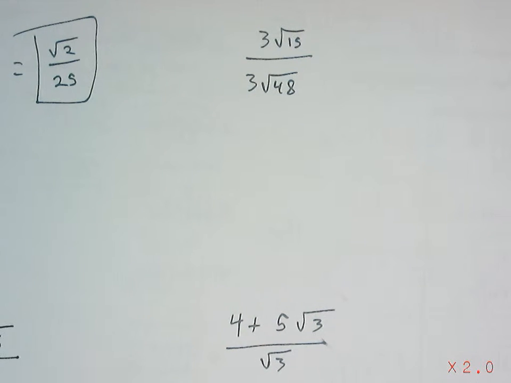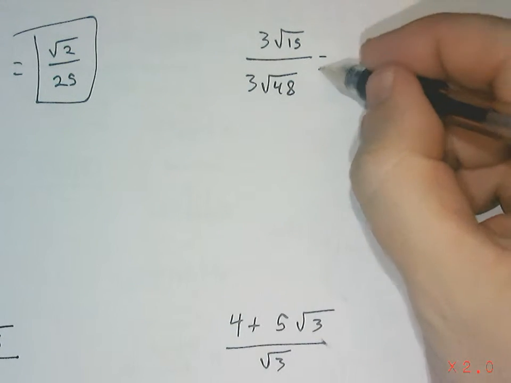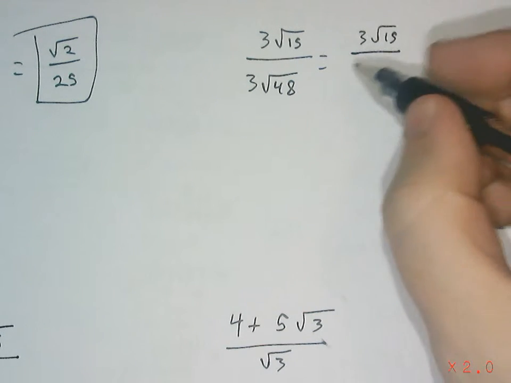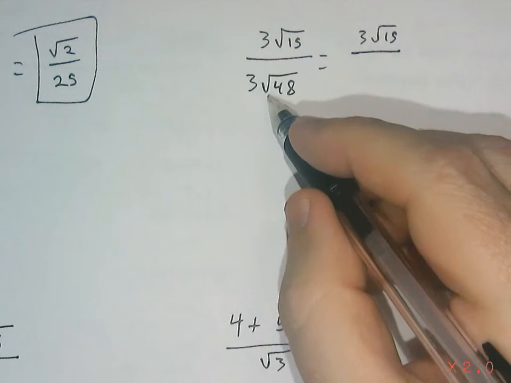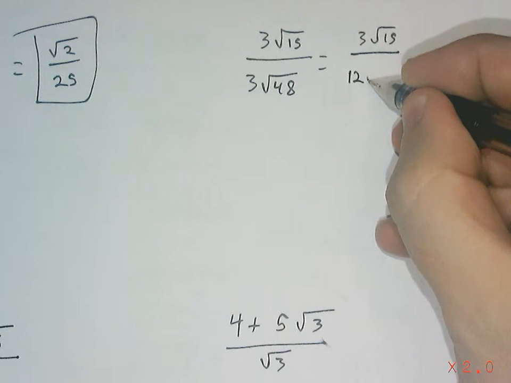Nope. 48 divided by 2 is 24. 48 divided by 3 is, oh yeah, I can. 16, 3. Okay. So 16, so I could take out a 4, and I'll change it to 3 square root of 15 over. Square root of 16 is 4, so 3 times 4 is 12. 12 square root of 3.